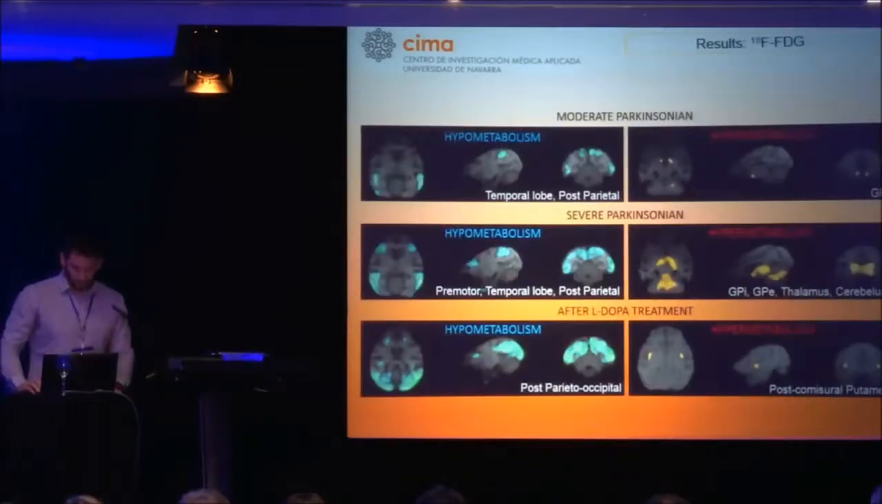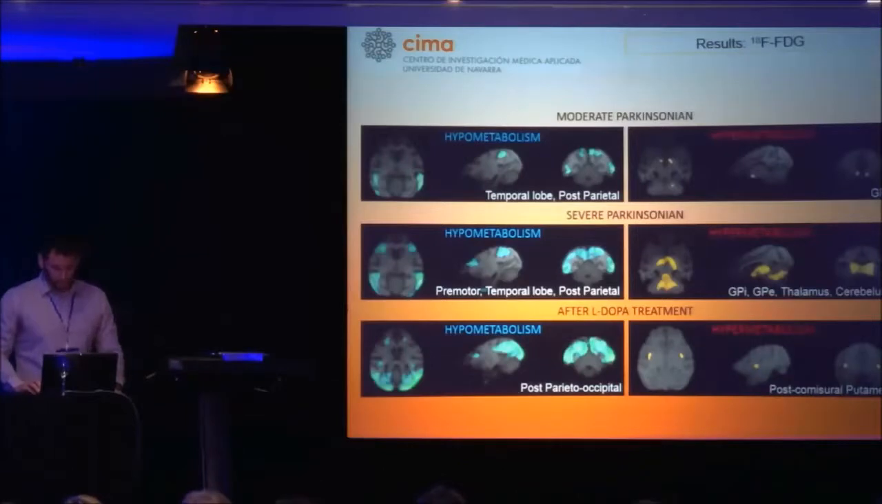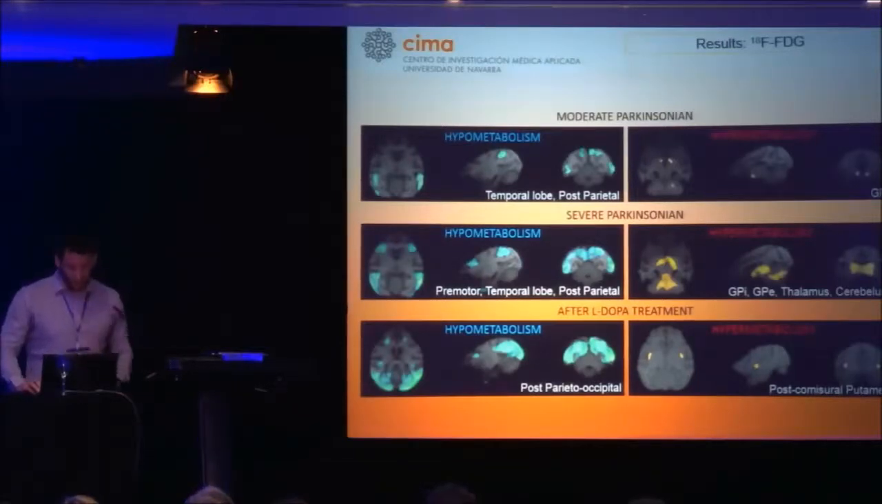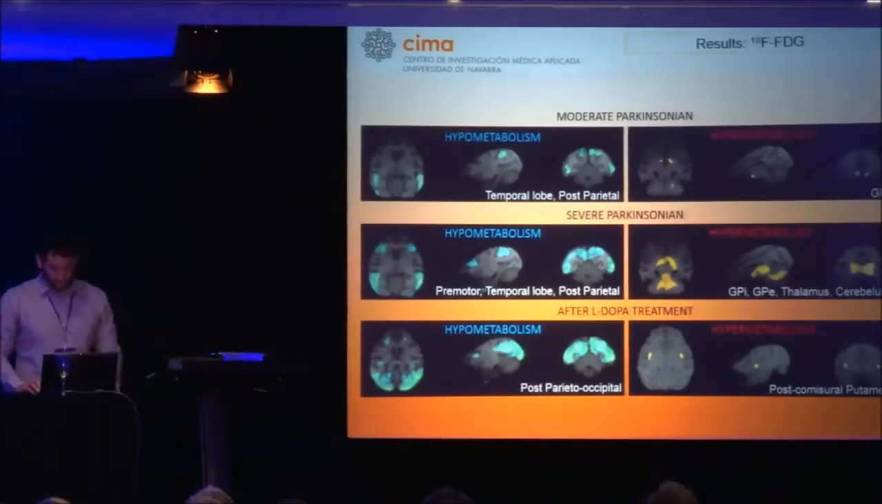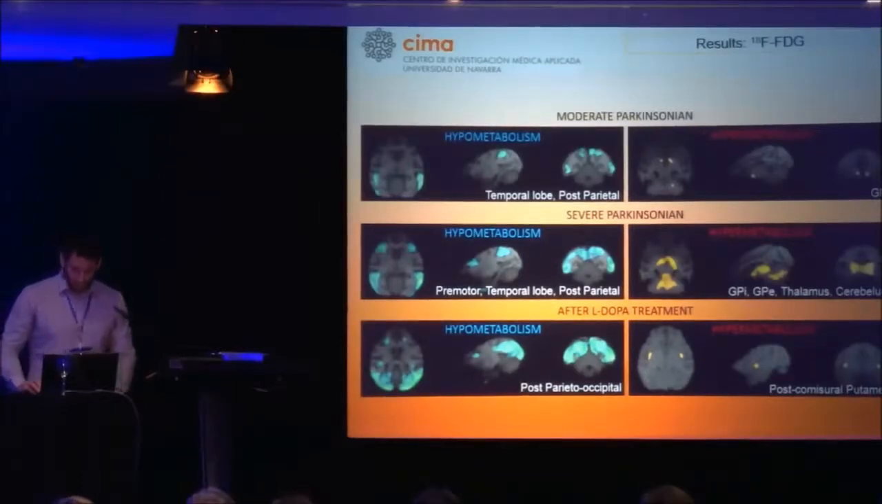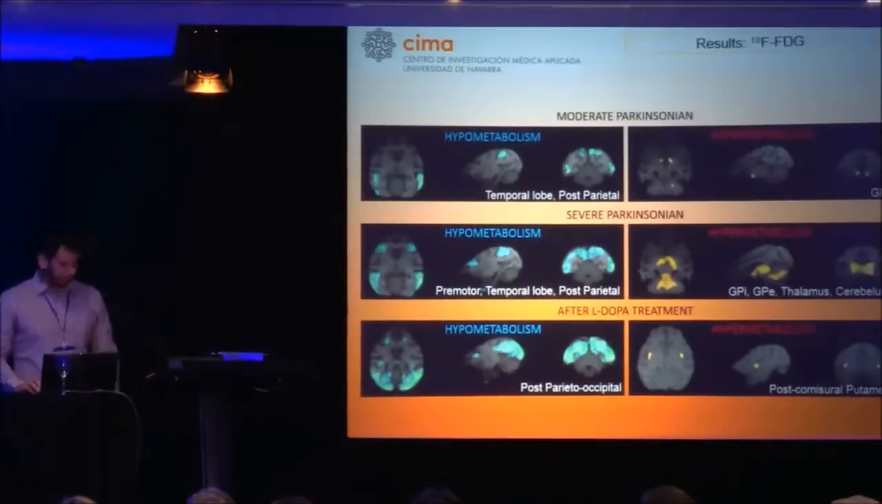These are the metabolic results. Fluorodeoxyglucose PET in the moderate Parkinsonian state was characterized by reduction in posterior parietal and temporal lobe, as well as increases in the GPI. Severe Parkinsonian states included the same areas and extended reductions in posterior parietal, temporal lobe, lateral premotor, and frontal cortex, as well as increases in the thalamus, globus pallidus, and cerebellum. After L-dopa administration, FDG revealed a metabolic pattern recognized by hypometabolism in posterior parietal occipital region and hypermetabolism in postcommissural putamen.